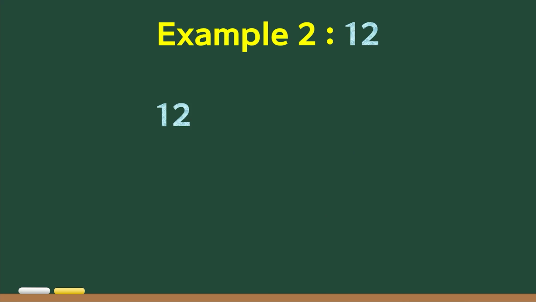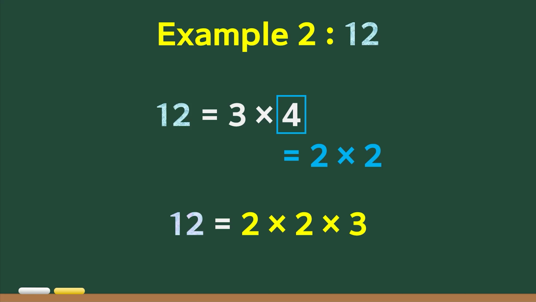We could also start a different way. For example, 12 equals 3 times 4. Then 4 equals 2 times 2. So again, we get 12 equals 2 times 2 times 3. Even if the process looks different at first, the final prime factorization is the same.